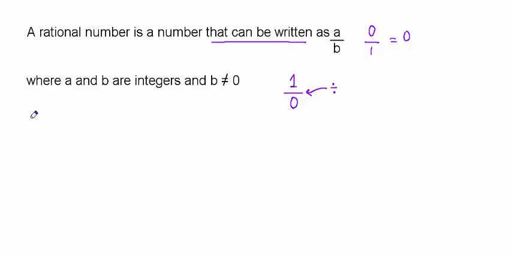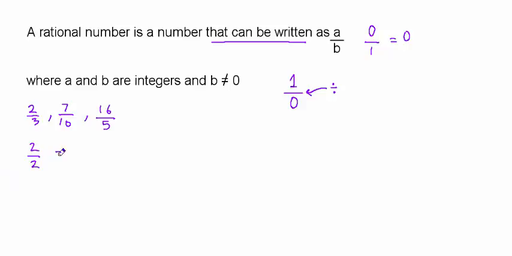Let's look at some examples of rational numbers. 2/3, 7/10, 16/5. These are all rational numbers. How about 2 over 2? Is that rational or is that irrational?